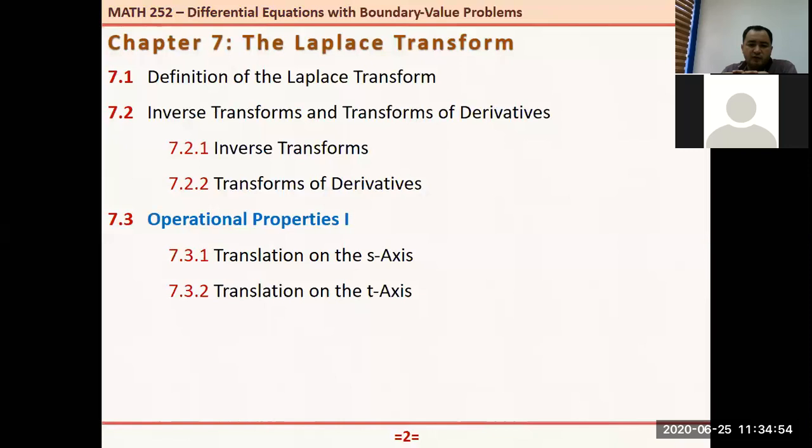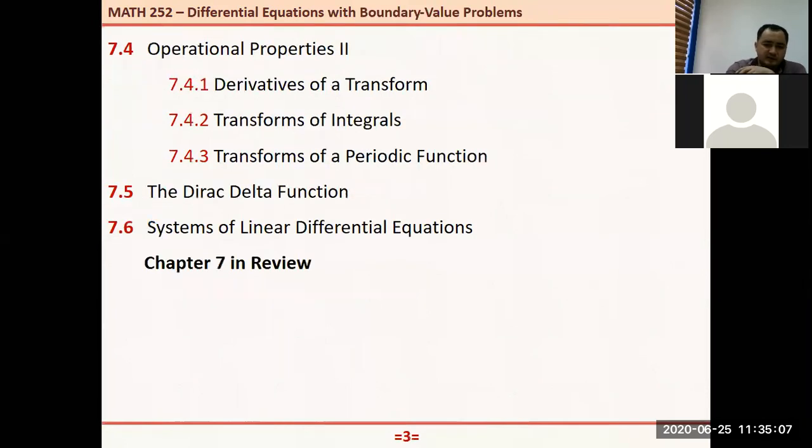Okay, now we will do some brief introduction to operation properties. Number one is translation on the s-axis, and the second one is translation on the t-axis. Now we will talk about translation on the s-axis.